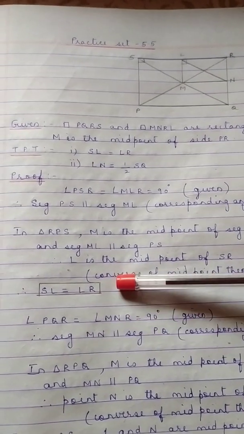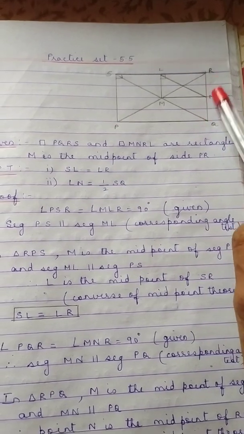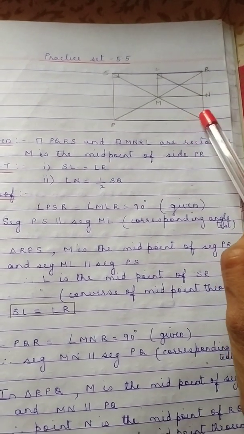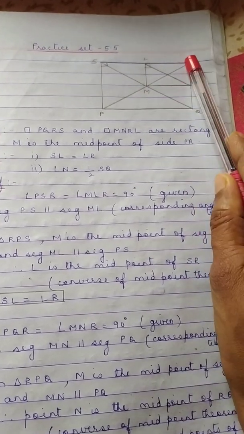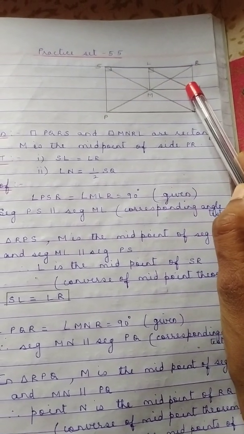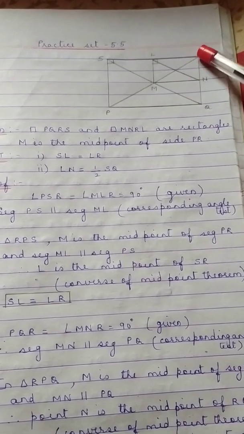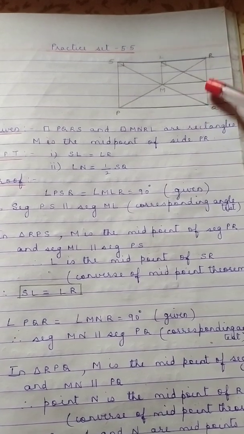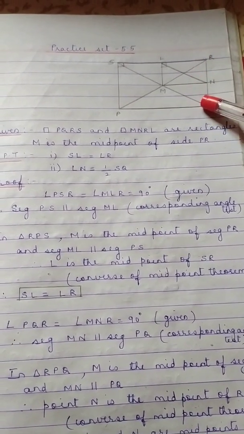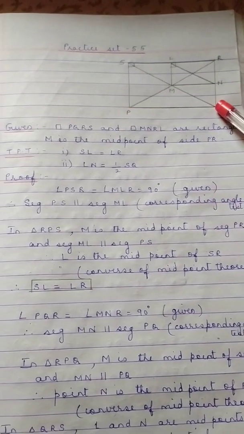Next, to prove the second part, we consider this angle PQR. Angle PQR is 90 degrees, same reason, angle of a rectangle. Similarly, angle MNR is also 90 degrees. Now, these two angles are 90 degrees, and suppose I consider this to be the transversal. Then I have these two being the corresponding angles. You will get MN is parallel to PQ.